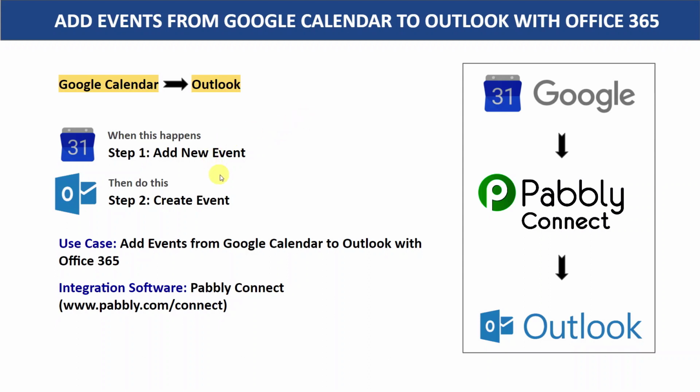Here in this video, we are going to connect Google Calendar with Outlook with the help of an integration and automation software that is Pabbly Connect, with the help of which we will be able to sync Google Calendar with Outlook. So whenever a new event is added in Google Calendar, it will automatically create it in Outlook too. And the best part of using Pabbly Connect is it doesn't require any kind of coding skills or programming knowledge. Now let's begin with an example.